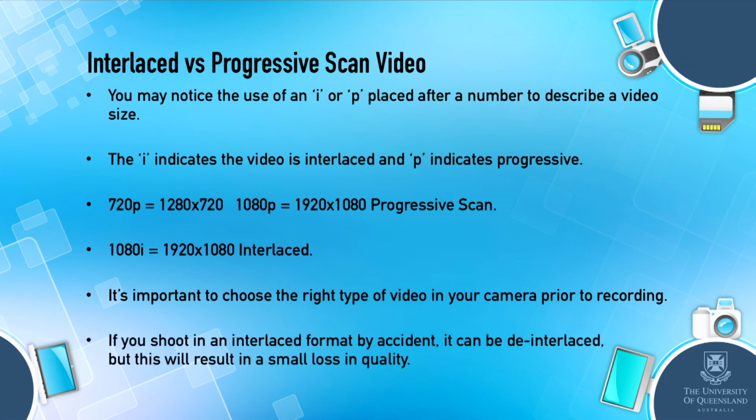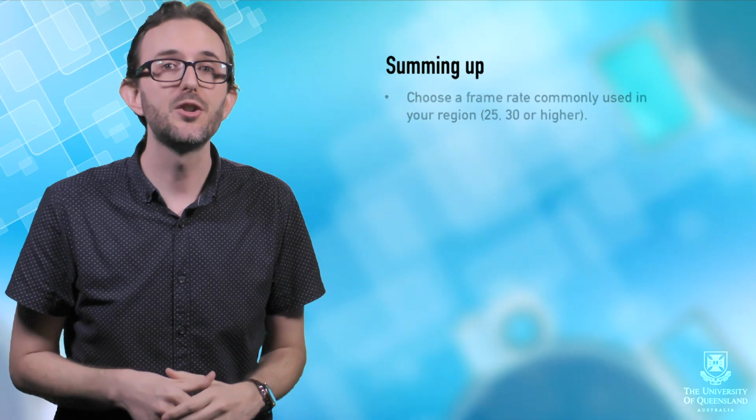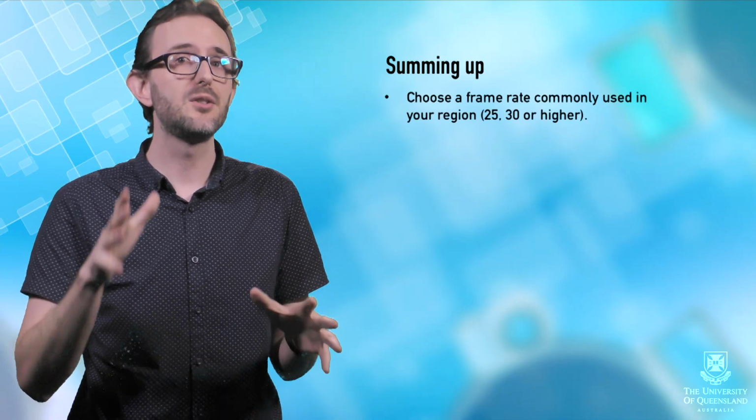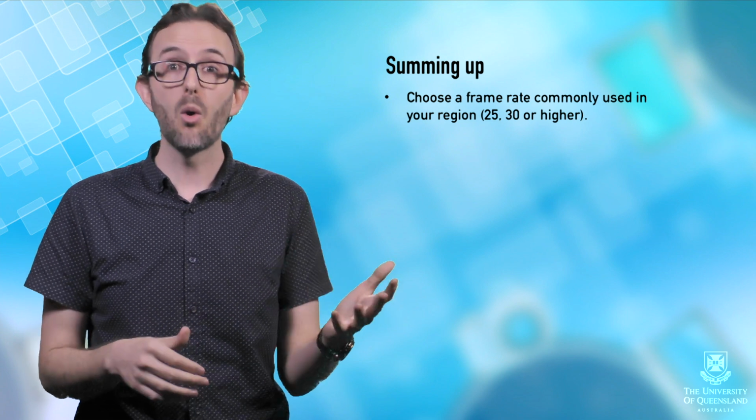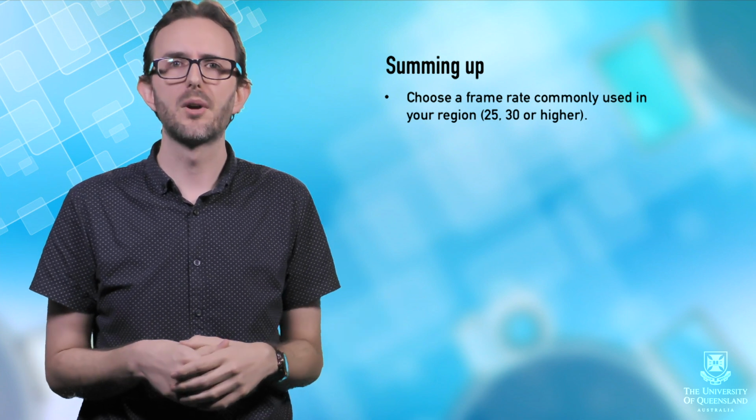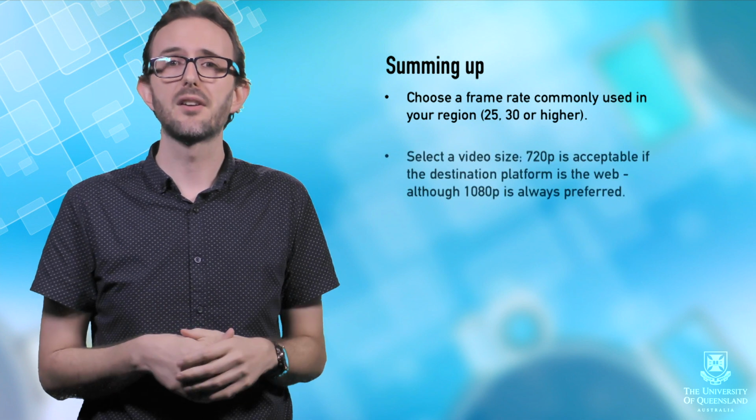However, don't despair. If you shoot in an interlaced format by accident, it can be deinterlaced, which means removing the interlacing, but this will result in a small loss in quality. To sum up, choose a frame rate that is most commonly used in your region, 25 or 30 frames per second, or higher if you wish to do slow motion. Select a video size.